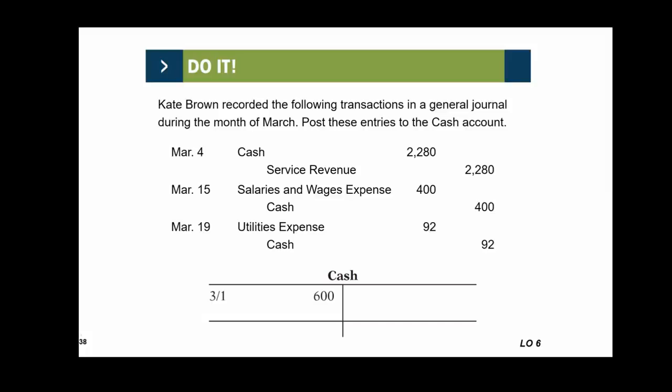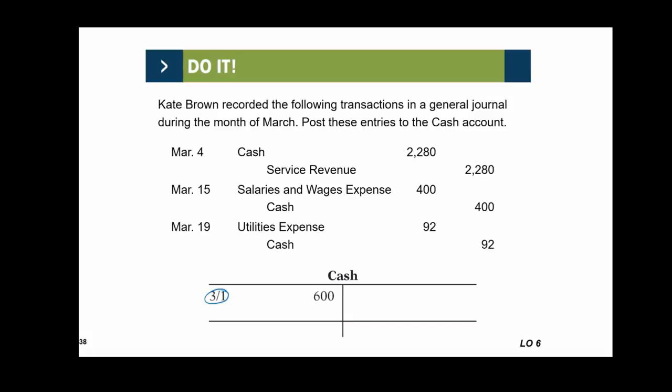Okay, so here Kate Brown recorded the following transactions in the general journal during the month of March. Post these entries to the cash account. So basically the beginning balance, this one indicates the beginning balance, which was the ending balance from the previous month. So the beginning balance was 600.